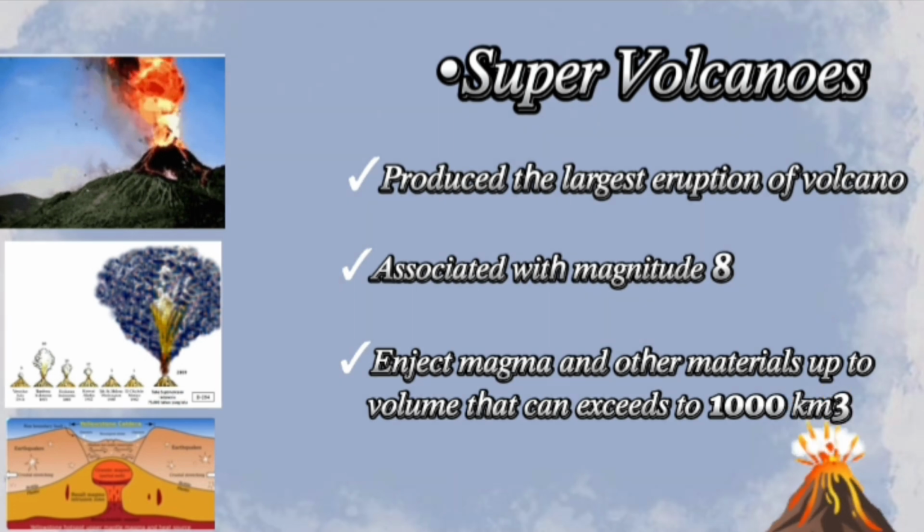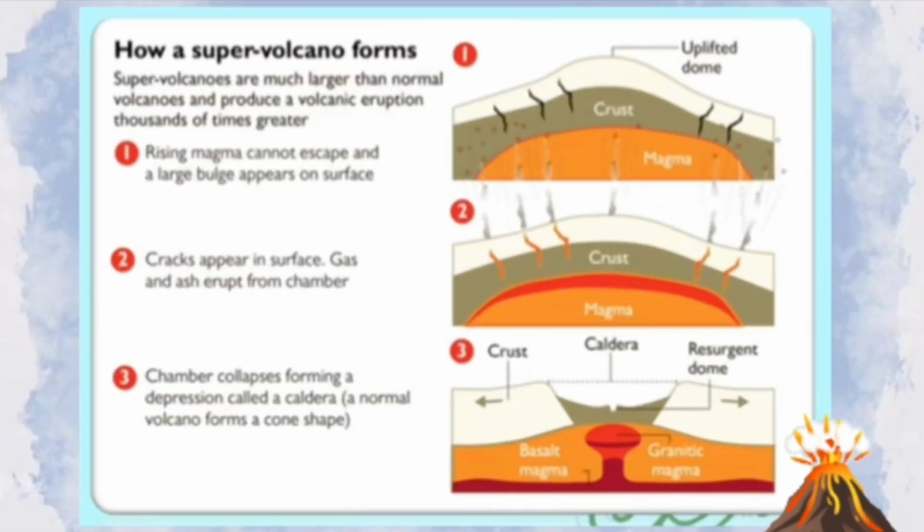Now let's discuss how a supervolcano forms. First, the rising magma cannot escape and a large bulge appears on the surface. Second, a crack appears in the surface. Gas and ash erupt from the chamber. Third, the chamber collapses, forming a depression called a caldera. Compared to a normal volcano, which will produce a cone shape rather than a caldera.